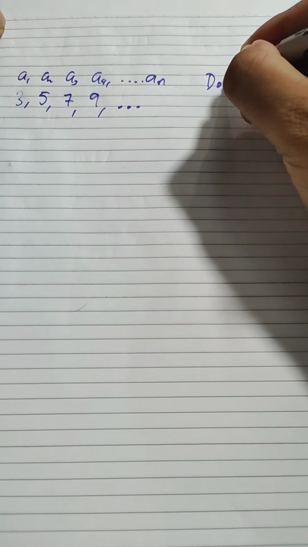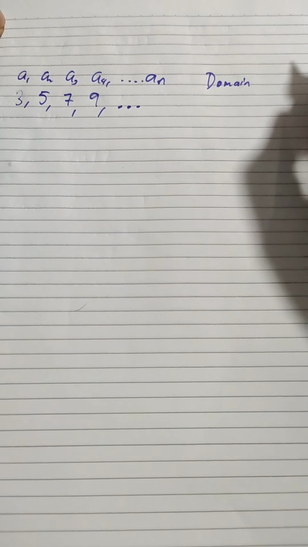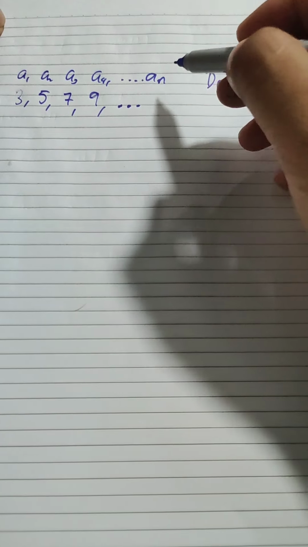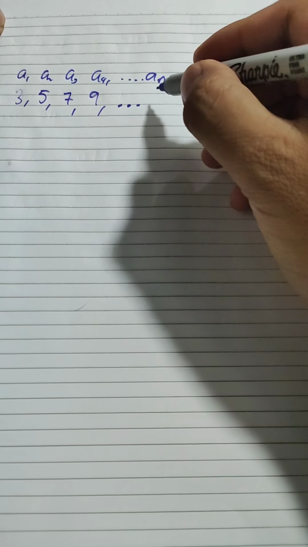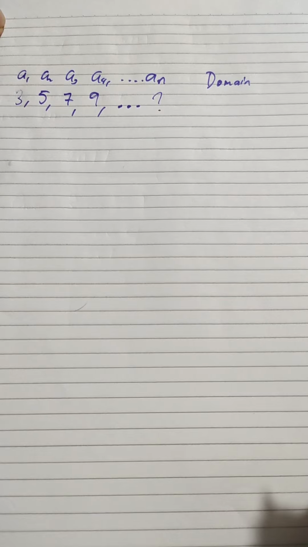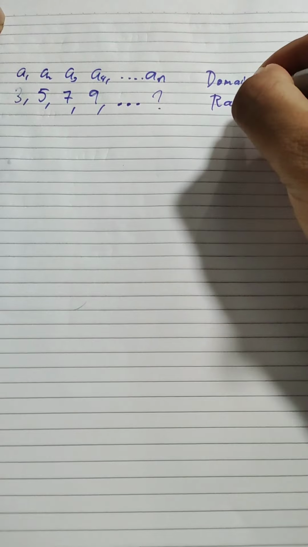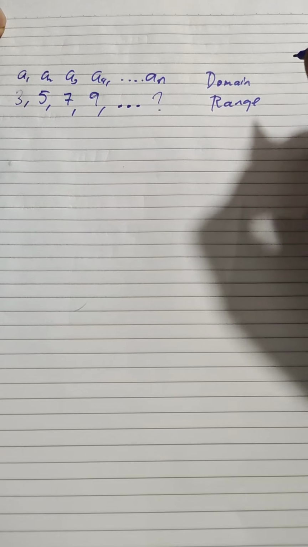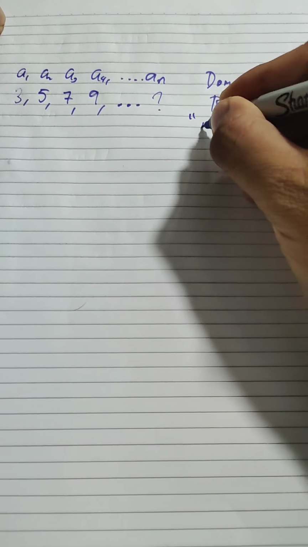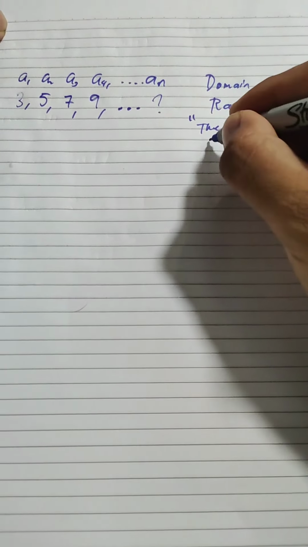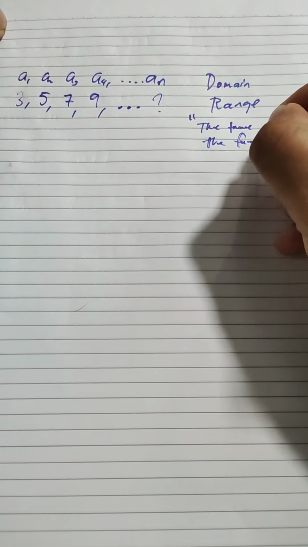This set of values for n is what we call the domain of our function. Whatever value that we're going to input to our n would be the value of our y. And the problem is, what's going to be the y? What's going to be the range? The range is what we call the trace of the function.